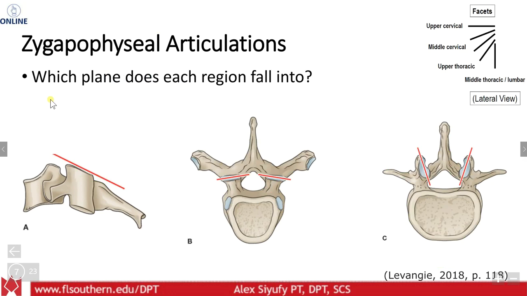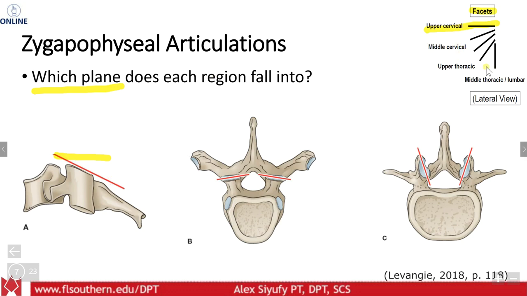Now, as we look at the planes of movement, like most parts of our body, it's not an exact plane, but it's really close to one plane or another. So you could see the facet joint planes, they do change over time throughout the different levels. So at the upper cervical, it's not completely horizontal, but it's really close to horizontal, which would mean it operates primarily in this transverse plane.